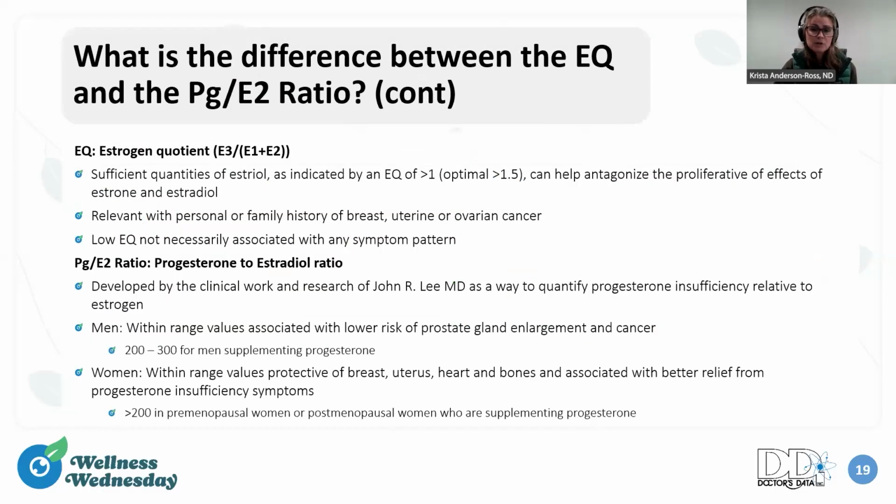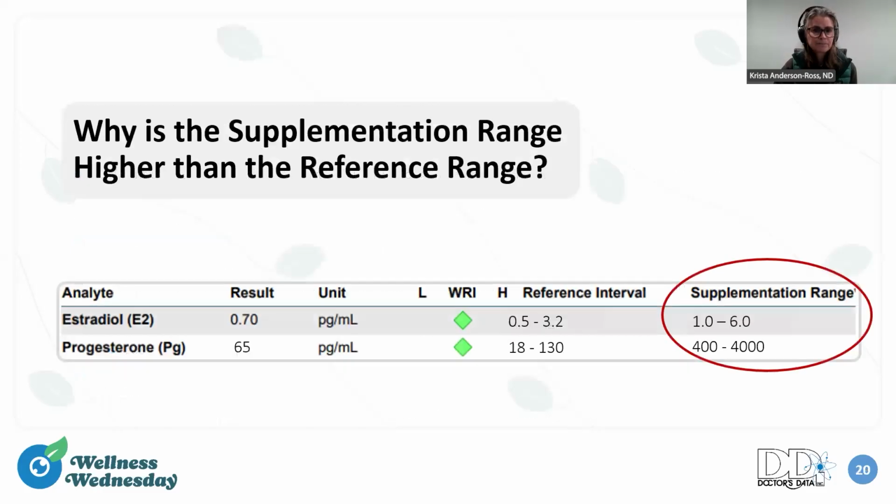The PGE2 ratio was developed by Dr. John Lee to quantify progesterone insufficiency relative to estrogen. In men, a healthy ratio is associated with a lower risk of prostate symptoms and cancer. And in women, a healthy ratio reflects breast, uterine, heart, and bone protection and is associated with relief from progesterone insufficiency symptoms. Because estrogen is proliferative and progesterone is differentiating and is going to counterbalance the effects of estrogen.